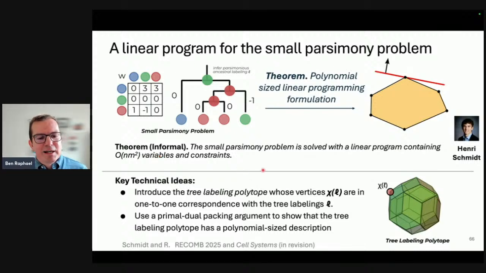So then the way he did this was he has this combinatorial structure called the tree labeling polytope. Each vertex in this polytope corresponds to a labeling of the ancestral nodes. Okay, so then you want to find the minimum number. So you'd have this sort of linear constraint that intersects with this tree labeling polytope. So that's nice, but that's just the original Sankoff problem.